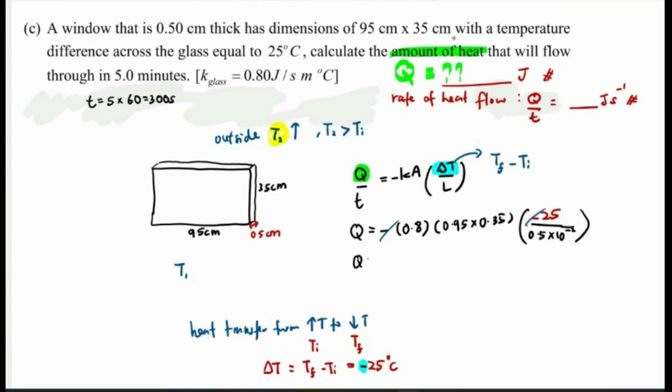Okay, so Q is equal to berapa joule? 0.3, 0.95 times 0.35, 25 over 0.5, negative 3. Hmm. Kenapa tak dapat ni dia? Tekan sekejap, elok.